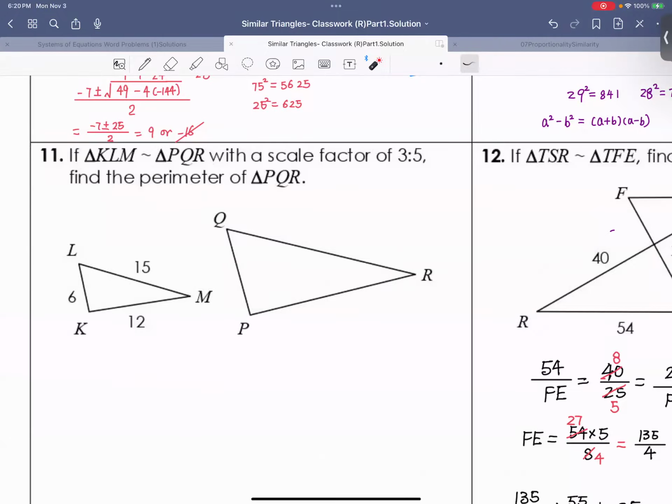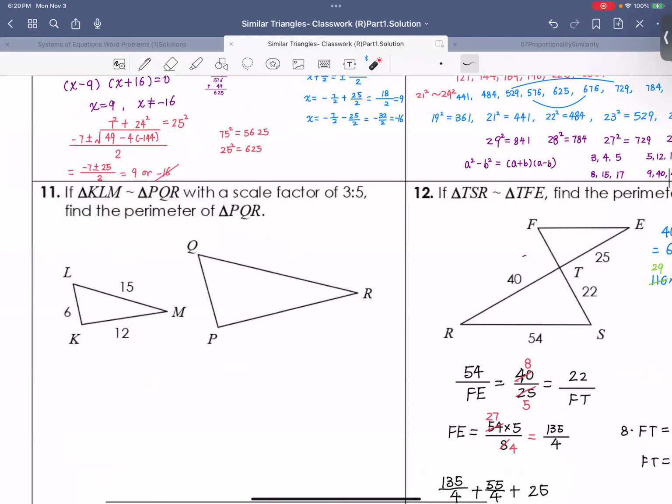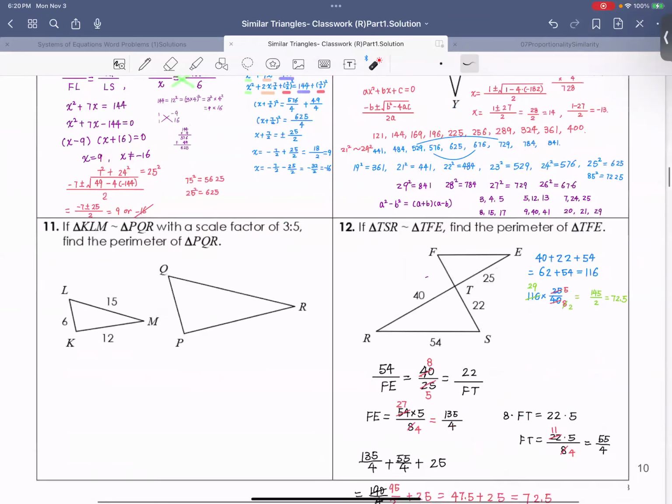Good job, Adila. Very fast. You used that second method, right? It's very fast. Good. Then also try number 12. Okay. I'll also try number 12.